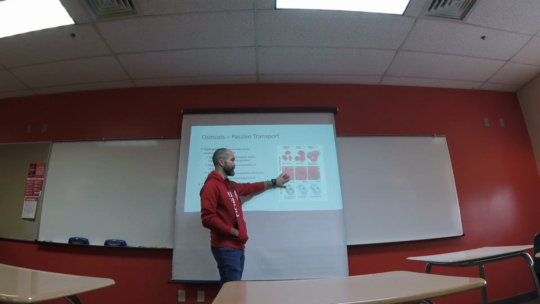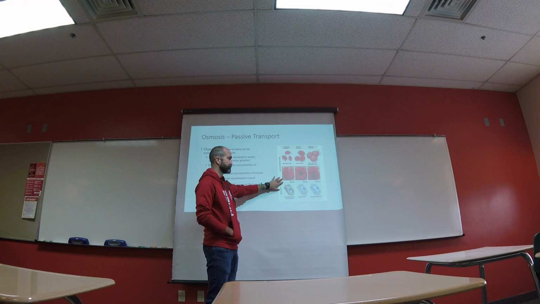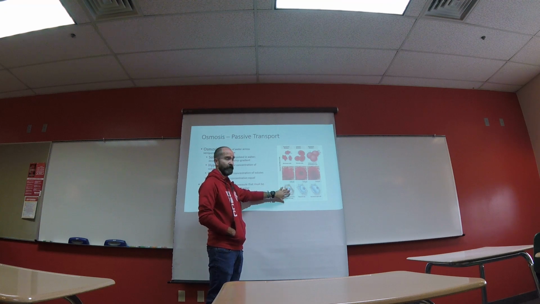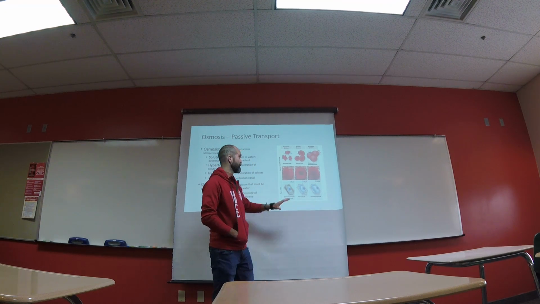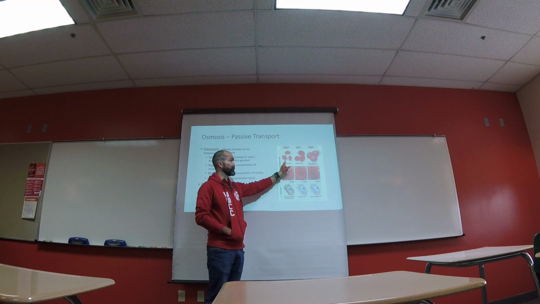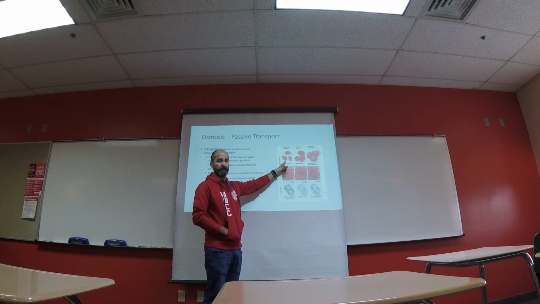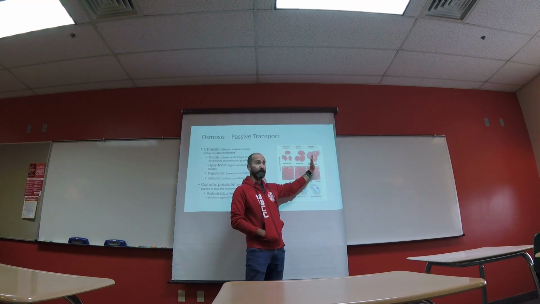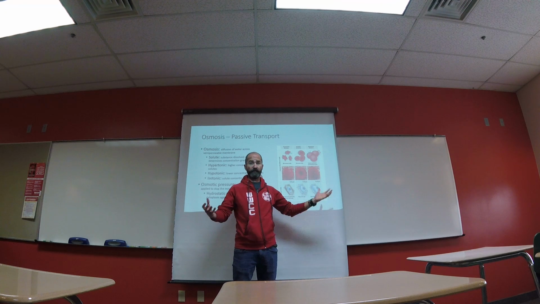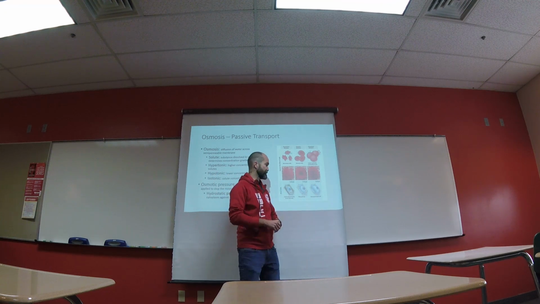So this figure shows you animal and plant cells in hyper, iso, and hypotonic solutions. And what you'll notice is that in hypertonic solutions, animal cells get shriveled. In isotonic solutions, they maintain the shape that they're supposed to. This happens to be a red blood cell. In hypotonic solutions, the cells take on water and they increase in size.